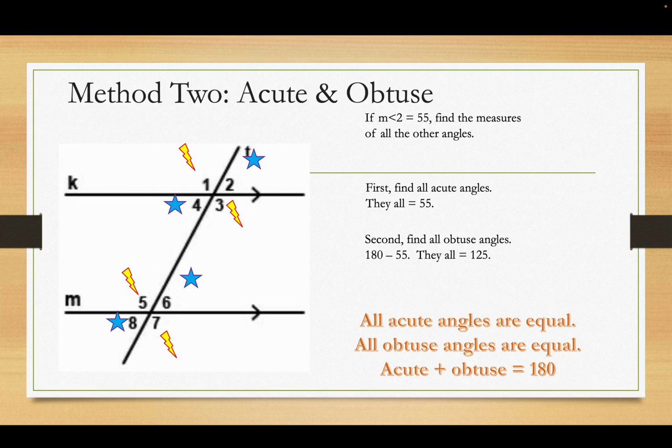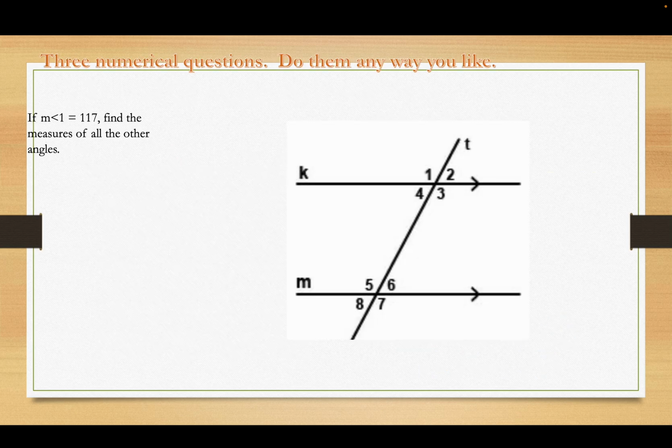All acute angles are equal. All obtuse angles are equal. 1 acute plus 1 obtuse is 180 degrees. That's the acute obtuse method. Now, for these numerical questions, you can do them any way that you like. You could also, if you remember, the third technique is to memorize things like alternate interior angles are congruent, alternate exterior angles are congruent, corresponding angles are congruent, and consecutive interior angles are supplementary.